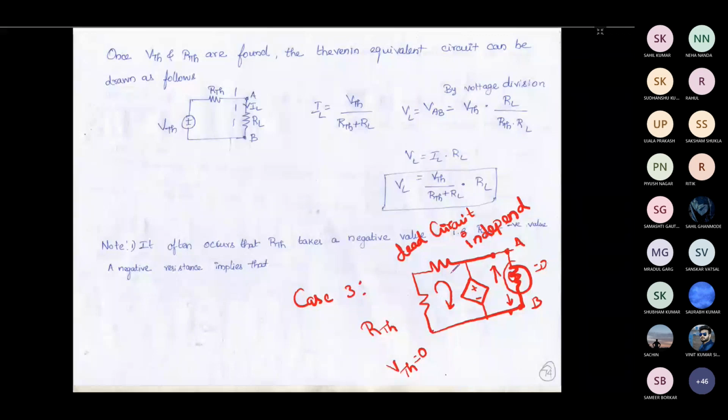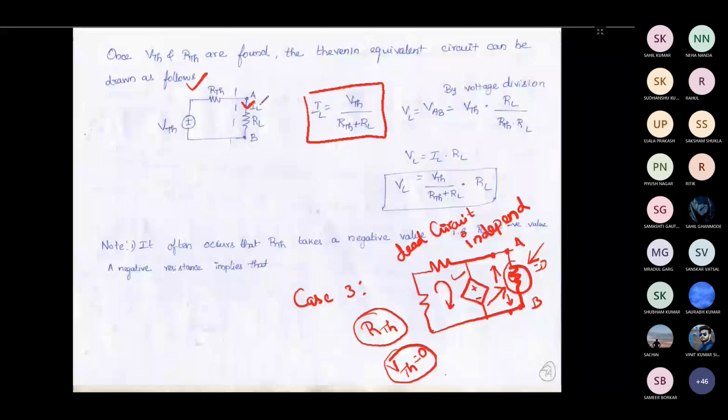Here the VTH will be 0, whereas RTH can again be obtained by placing a test voltage source here. That is the third case. Once you find VTH and RTH, this will be your equivalent circuit. Then you can find the current flowing through this path. IL can be given by VTH divided by RTH plus RL, as written from KVL.